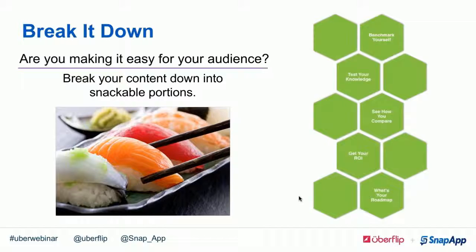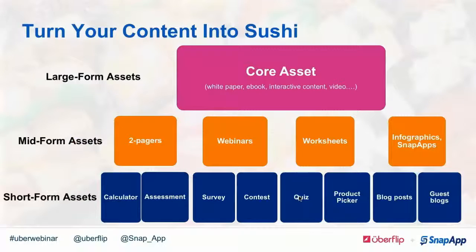you can switch up your call to action. So now instead of it being download now, read now, you can do things like test your knowledge, see how you can compare, get your ROI, what's your roadmap, benchmark yourself, all these different things that suddenly for someone it's a little bit easier to digest. I can say, oh yeah, I'm willing to test my knowledge. That's like a 5-minute engagement versus a download now, 30-minute engagement that would take me to read that whole ebook. And we want to, again, make sure that it's easy for our audience.